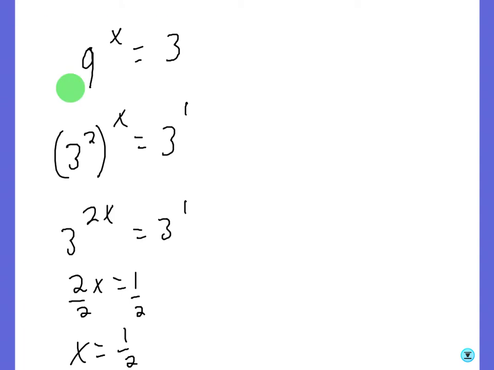And then to solve an exponential equation, you convert each of these to the same base. We know that 9 is 3 squared. So we get 3 squared to the x equals 3 to the first. So we get 2x equals 1. Divide both sides by 2. x equals 1/2. So that's what it equals then, right?